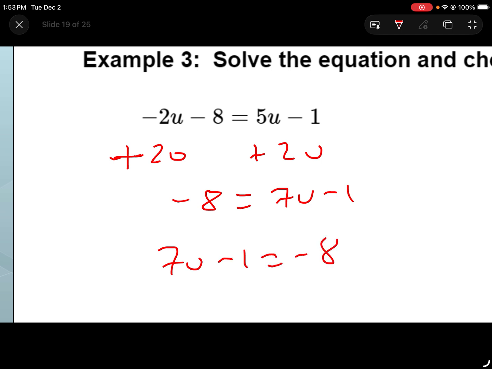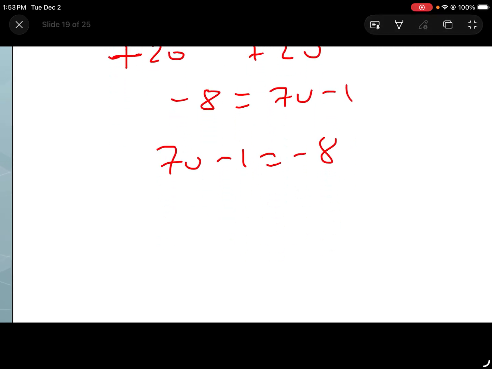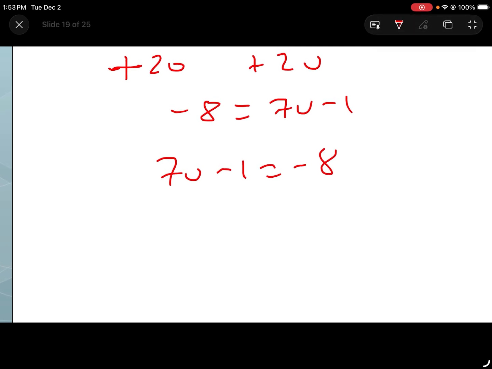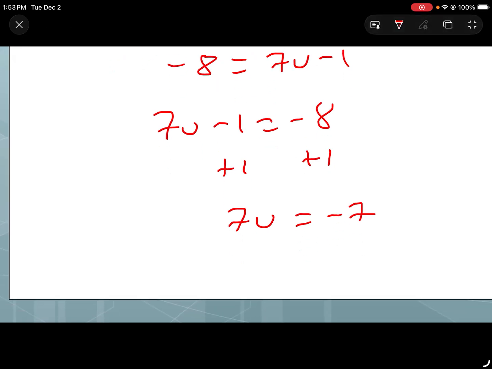Nothing wrong there. Then, what's happening to u? It's being multiplied by 7 and subtracted by 1. So let's add the 1 to both sides. That gets me 7u equals negative 7. And then I can divide by 7 and get u equals negative 1.